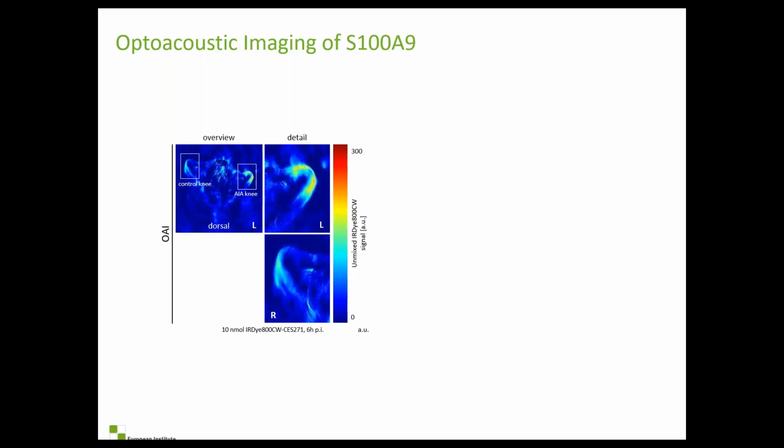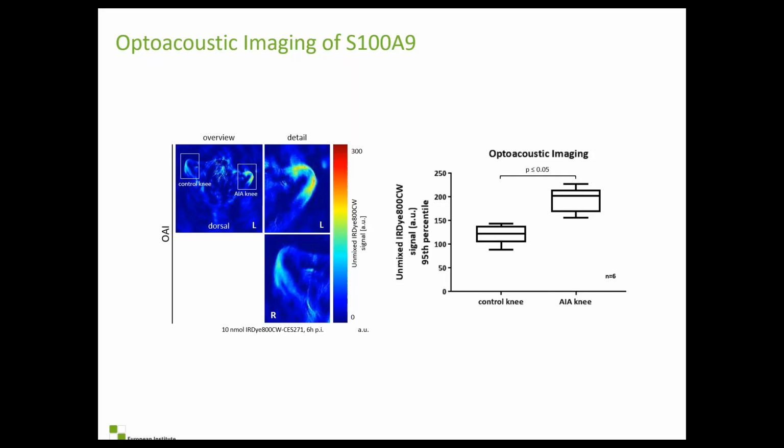Next, I did optoacoustic imaging of the same animals. We can see a slice here from the height of the knees. There's the control knee and the inflamed knee also in the increased view, and we have a nice signal in the knee joint, in the inflamed knee, and no or almost no signal in the control knee. And also here, the quantification confirms that we have a significant increase in the inflamed knee compared to the control knee.